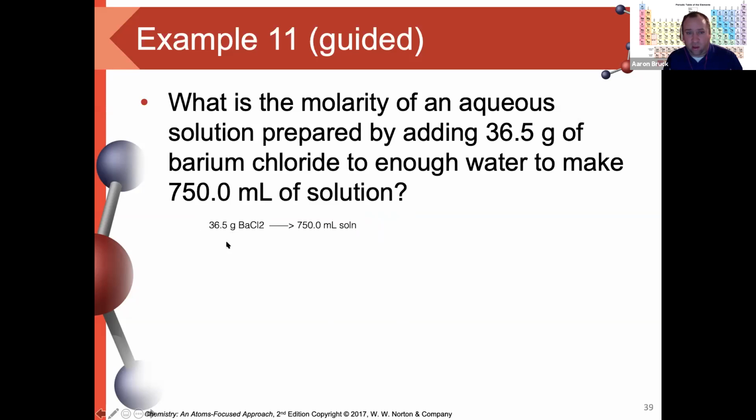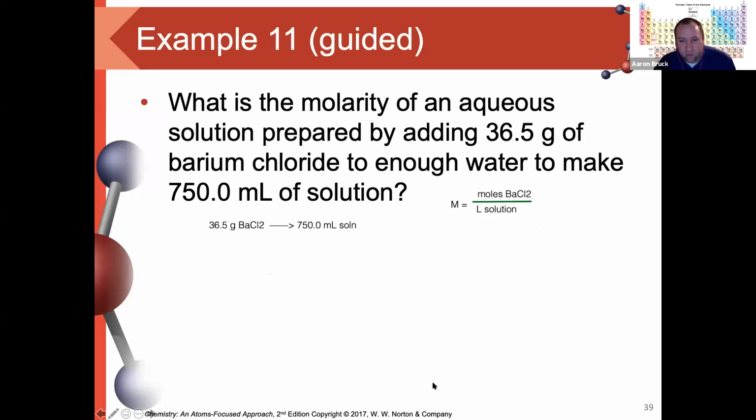So the way that I can do this, I need to know, okay, I'm making molarity. So molarity is equal to moles of barium chloride, in this case, because that's my solute, divided by liters of solution. And so the first thing I need to figure out is the number of moles of barium chloride. The second thing I need to figure out is the number of liters of solution. And once I have both of those values, I can divide them into each other and get my molarity.